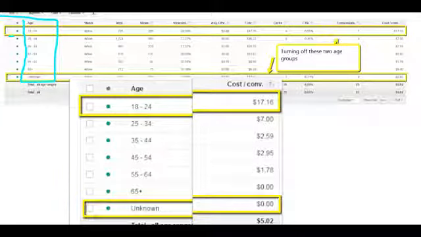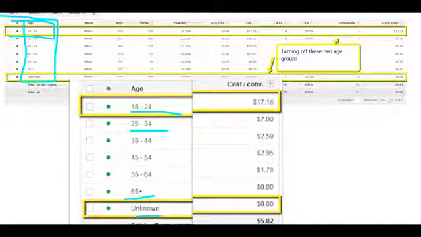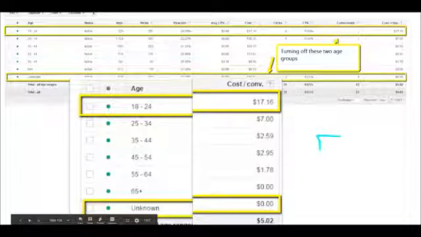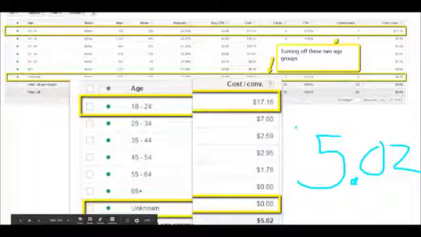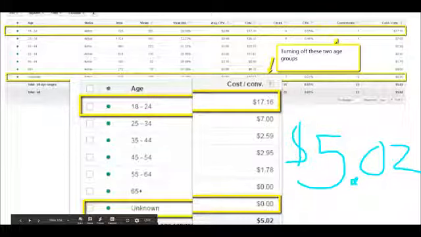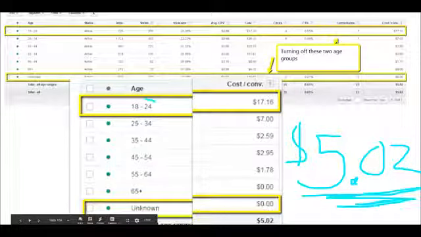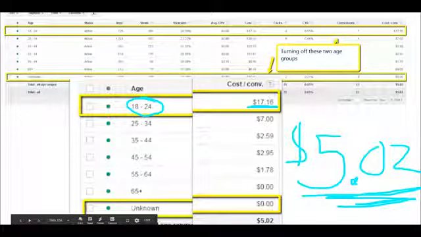So when I was starting off advertising, I was advertising to people of all age ranges. You see 18 to 24, 18 to 65 plus, and even people I didn't know about. What I'm seeing on here is my average cost per conversion across all age ranges is $5.02. That's how much I'm spending to get people to opt in for my email list. But I'm also noticing that amongst 18 to 24-year-olds, I'm spending $17 on average to get an email address. That doesn't make sense.